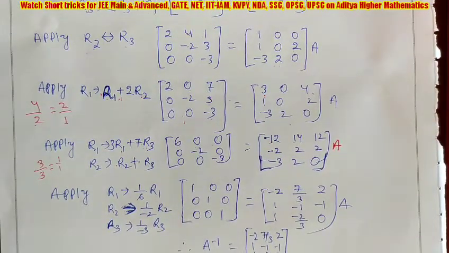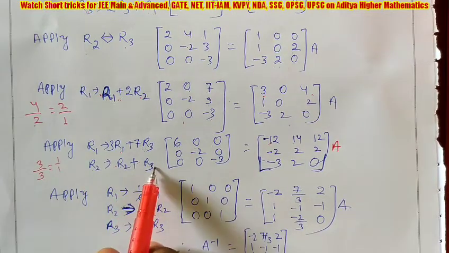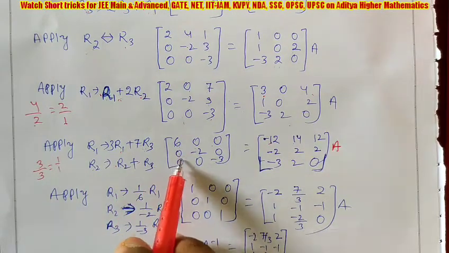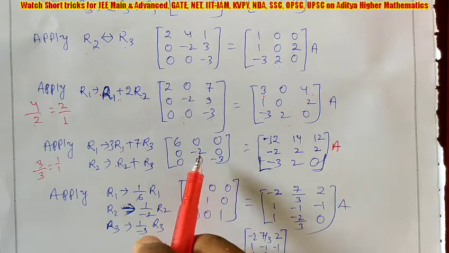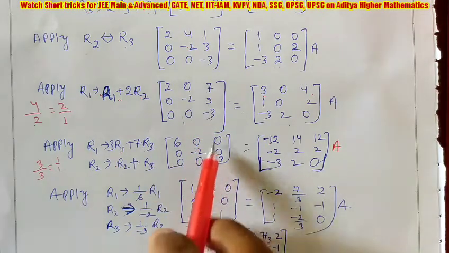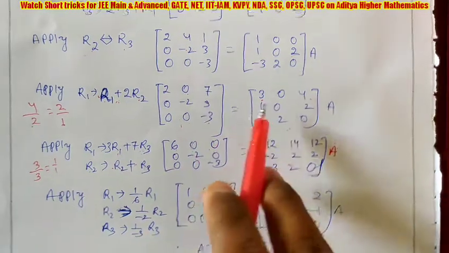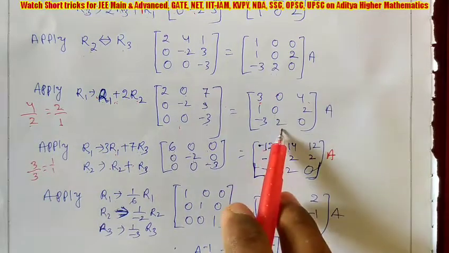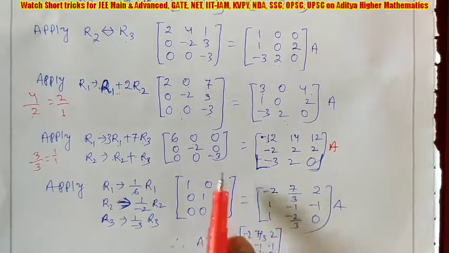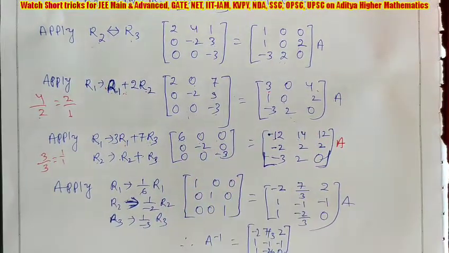So you got R1. Now calculate R2 by using R2 plus R3. 0 plus 0, 0. Minus 2 plus 0, minus 2. 3 minus 3, 0. Because we are making 0, obviously we will get 0. 1 minus 3, minus 2, 0, 2, 2, 2, 0, 2. So we got all zeros what we need.